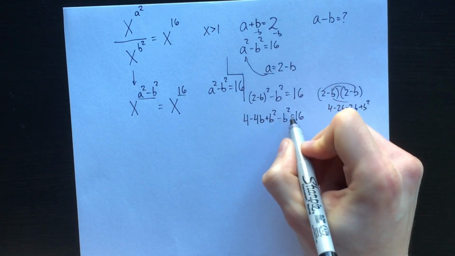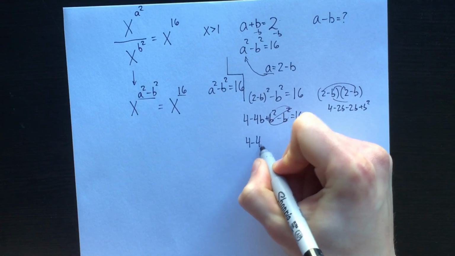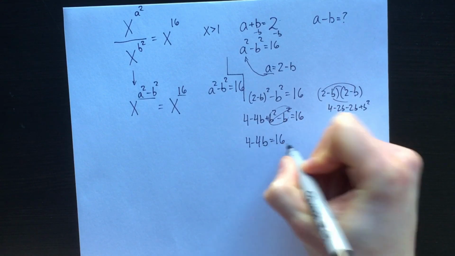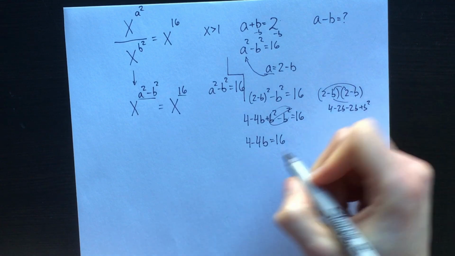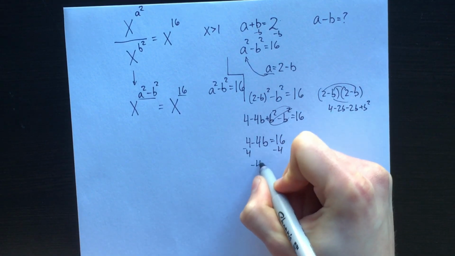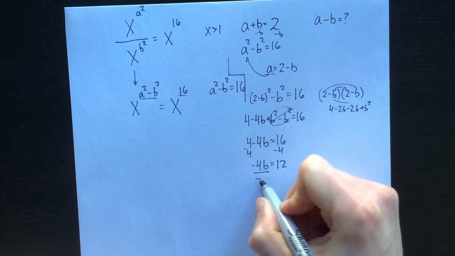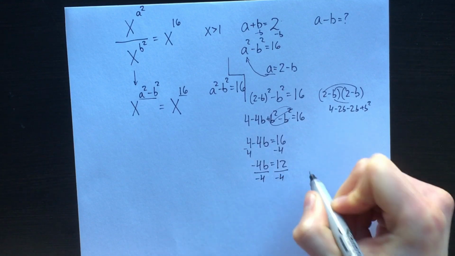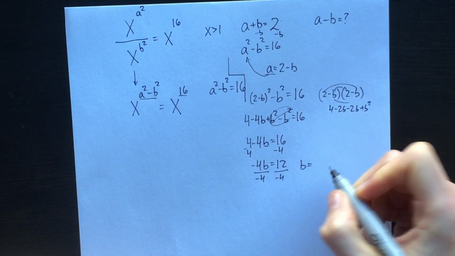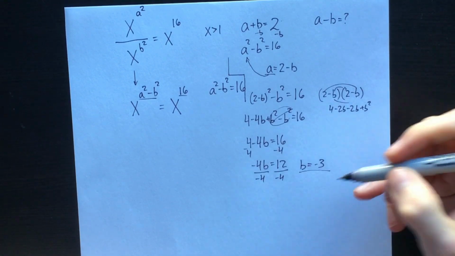So we see here that the b squareds cancel out. So we're just left with 4 minus 4b is equal to 16. From here, we can subtract 4 on both sides, left with negative 4b equal to 12. And finally, just divide both sides by negative 4. And we get that b is equal to negative 3. Cool, so we have one of our variables. Let's solve for the other one.